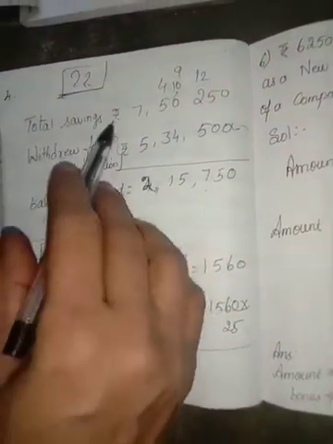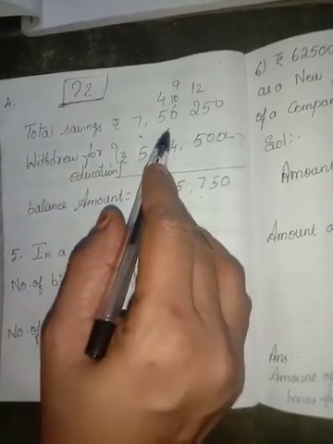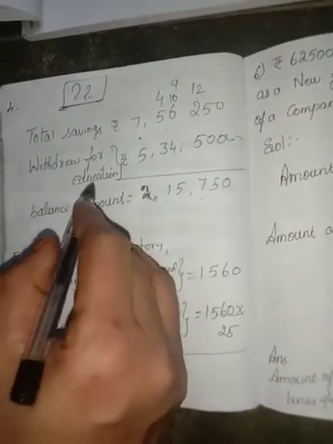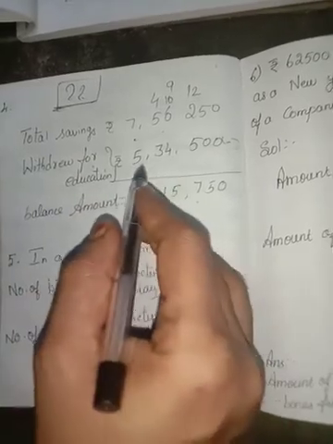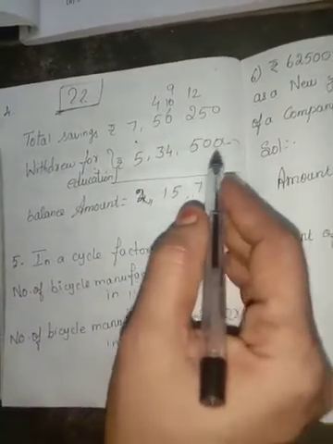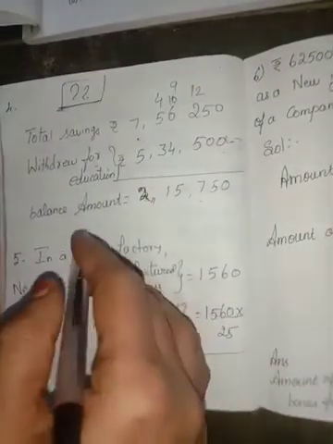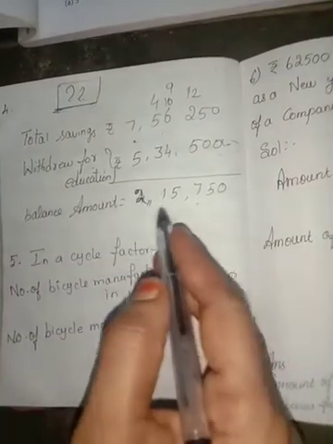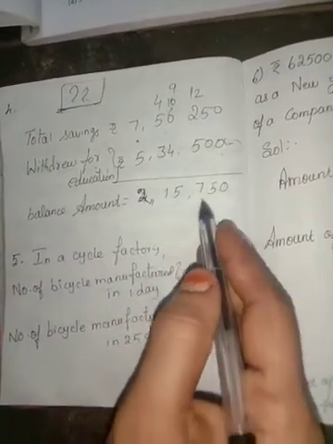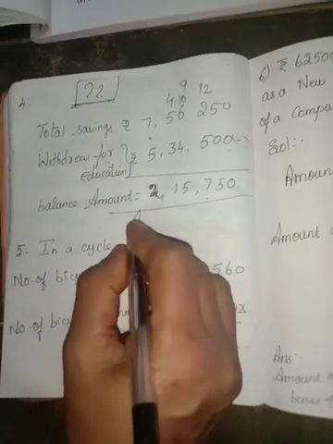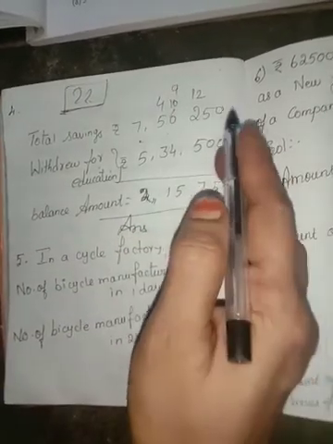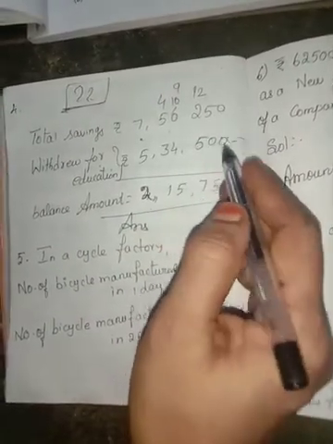So the total savings is 7,56,250. The amount he withdrew for his educational purpose is 5,34,500. Subtracting these two numbers we get the balance amount, 2,15,750. So that is the answer. How can you find it? Subtracting these two numbers. 0 minus 0, 0.